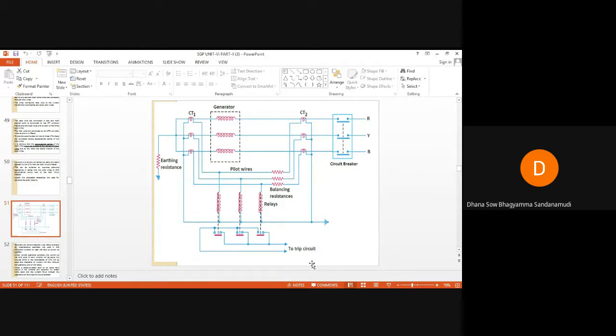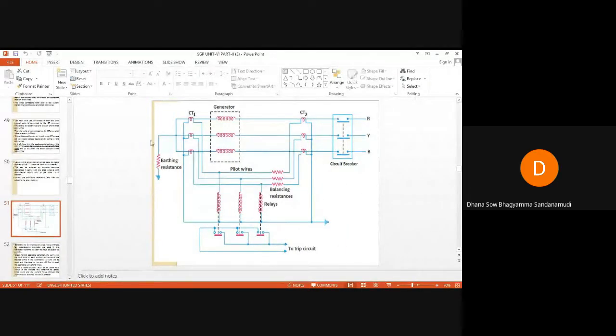This is the trip circuit, this is the relay coil, and this is the moving contact. If the relay coil is energized, the moving contact will come in contact with these fixed contacts. These two are the fixed contacts, similarly this and this. So this is the normal operating condition.